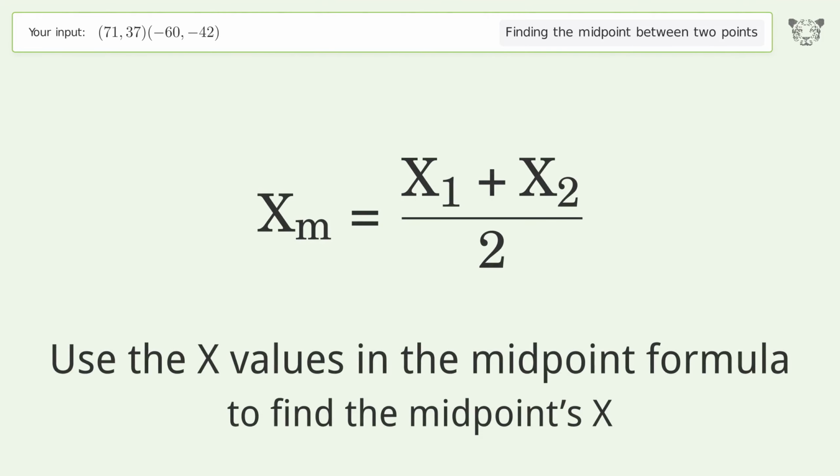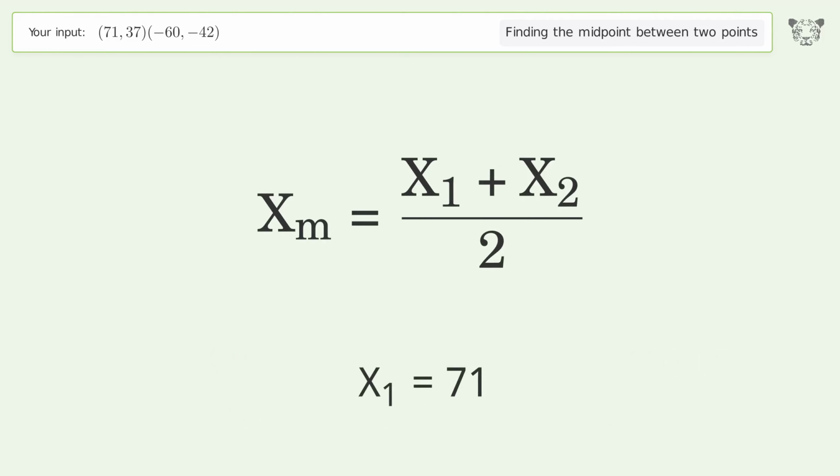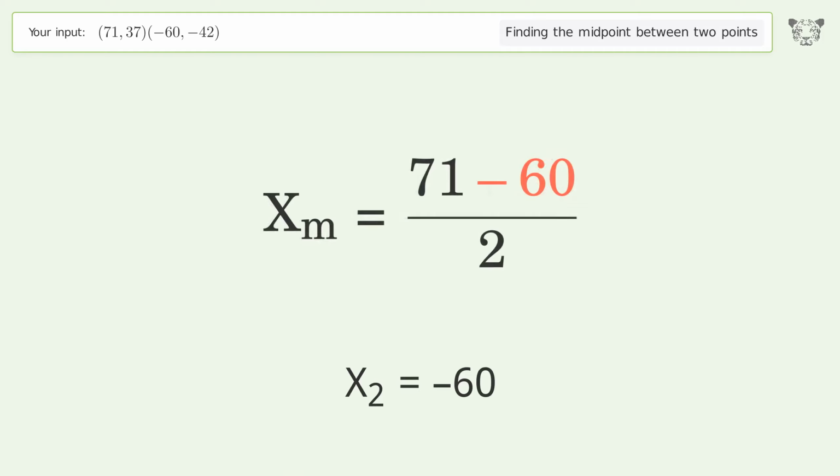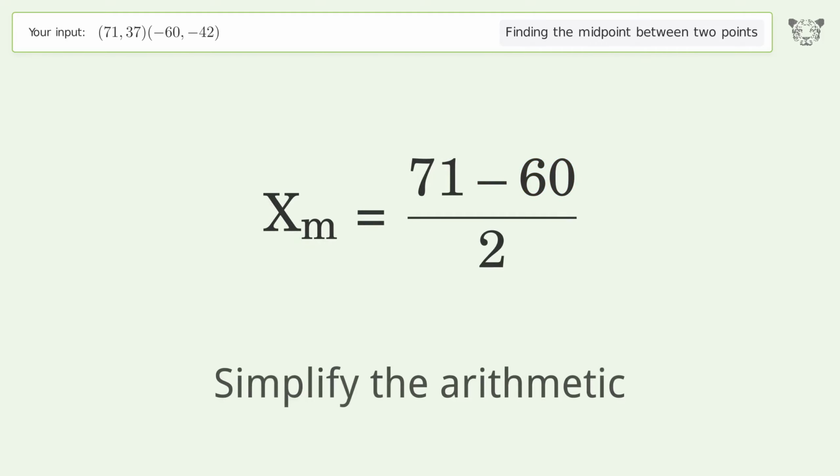Use the x values in the midpoint formula to find the midpoint's x. x1 equals 71. x2 equals negative 60. Simplify the arithmetic.